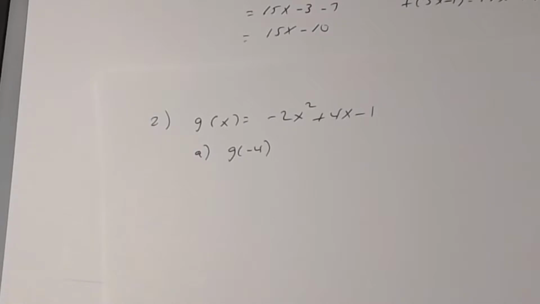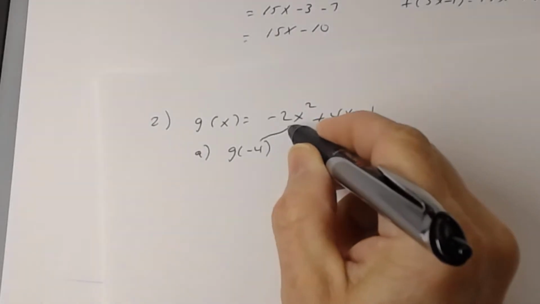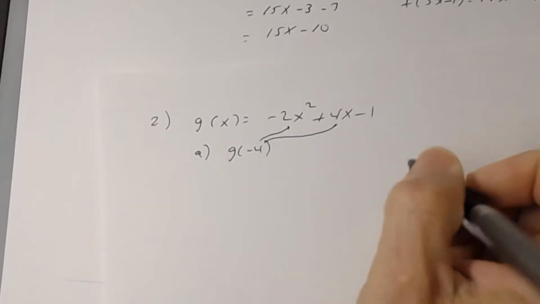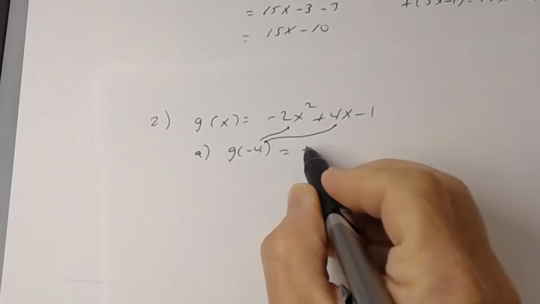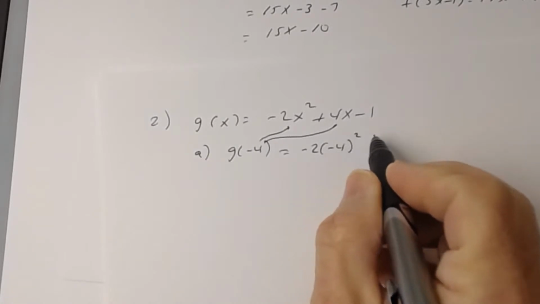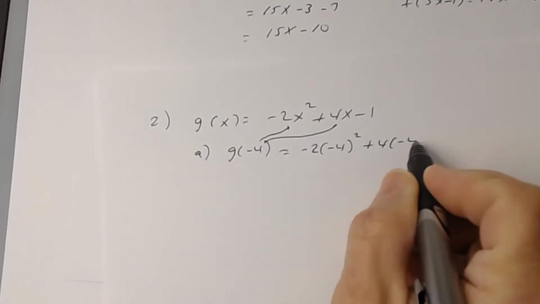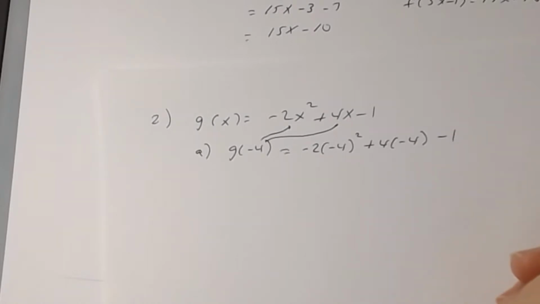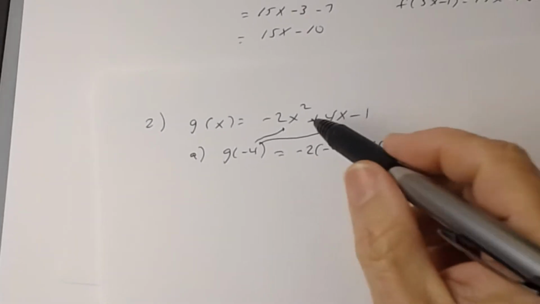Wherever you see the variable x, you're going to plug in negative 4. Now, I'm substituting a number, right? So what should my answer be? A number. If I were substituting an expression that had variables in it, my answer would contain a variable expression. But here I'm just substituting a number. So I get negative 2 times negative 4 squared plus 4 times negative 4 minus 1.